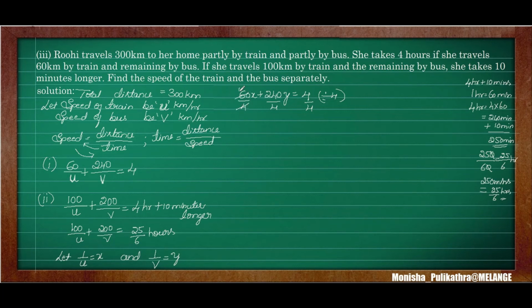Here 4 ones are 4, 4 fives are 20, 4 sixes are 24. The new equation will be 15x plus 60y is equal to 1. So this will be equation 1 now. Now write the second equation. When you convert this, it will become 100x plus 200y is equal to 25 by 6.